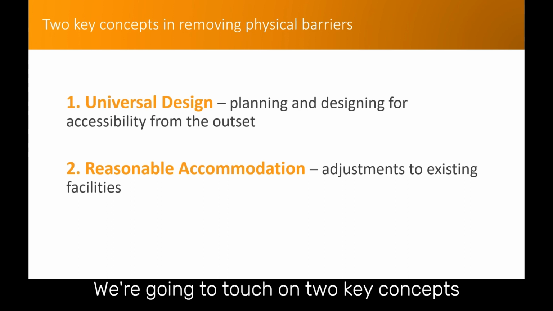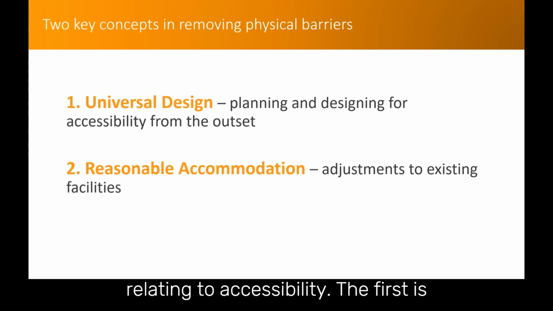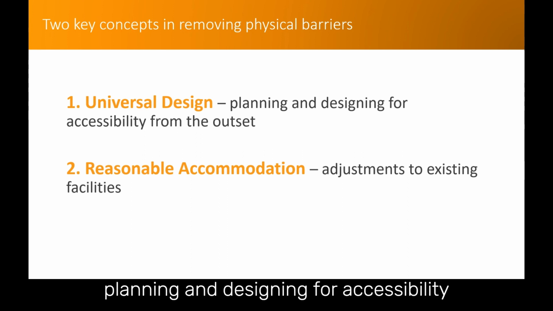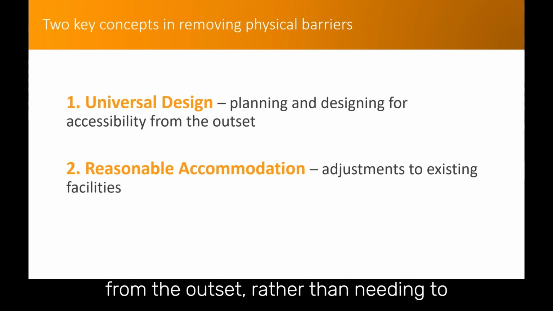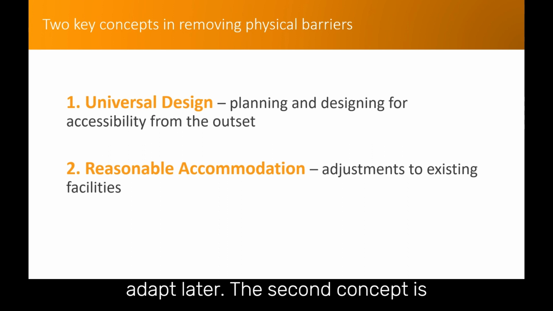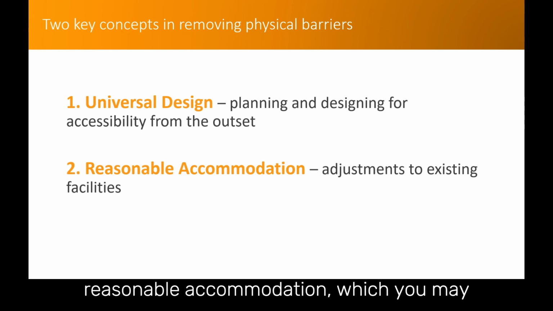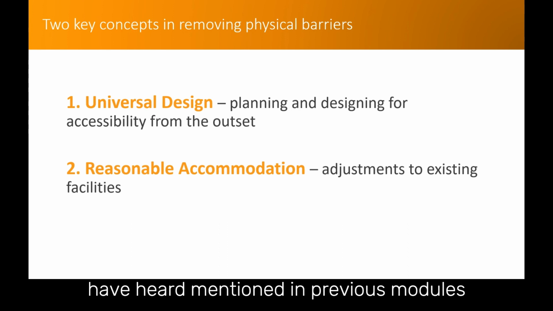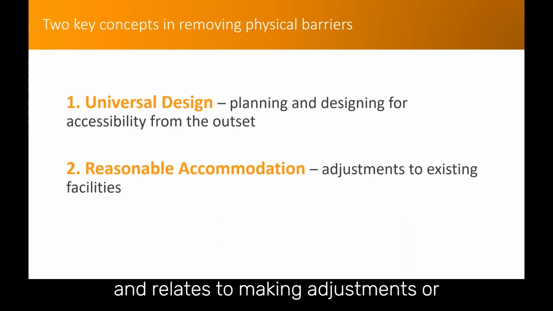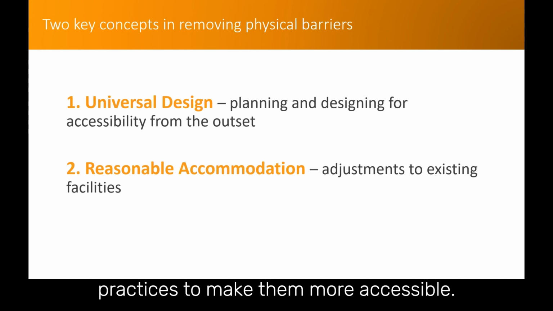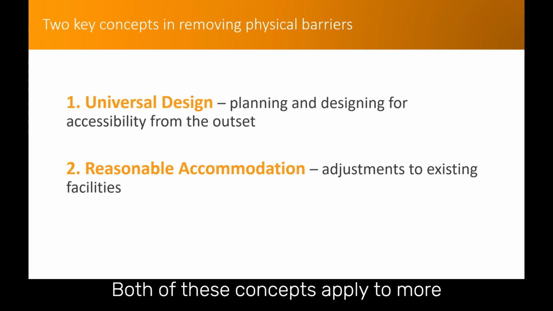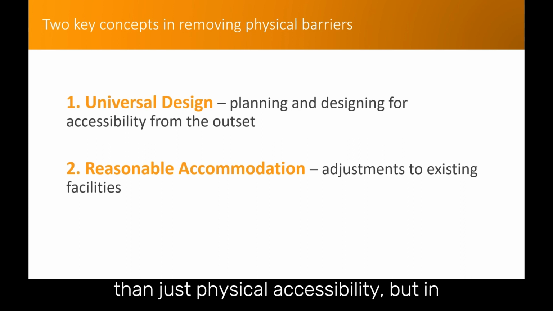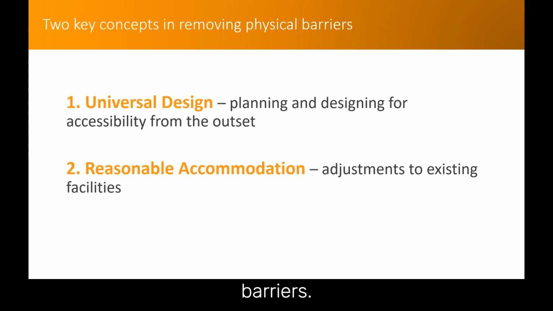We are going to touch on two key concepts relating to accessibility. The first is universal design, which relates to planning and designing for accessibility from the outset, rather than needing to adapt later. The second concept is reasonable accommodation, which you may have heard mentioned in previous modules and relates to making adjustments or modifications to existing facilities or practices to make them more accessible. Both of these concepts apply to more than just physical accessibility, but in this module, we will apply them specifically to the removal of physical barriers.